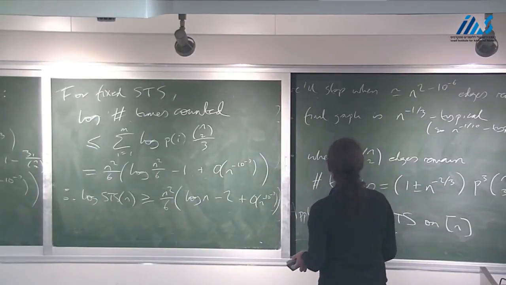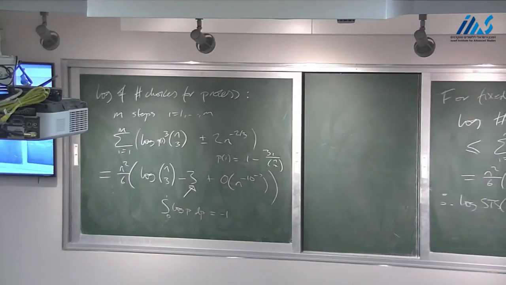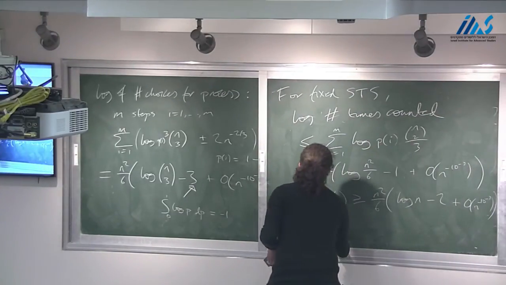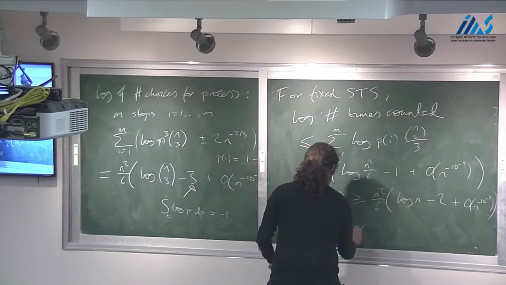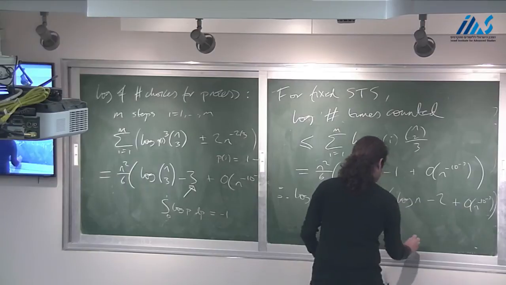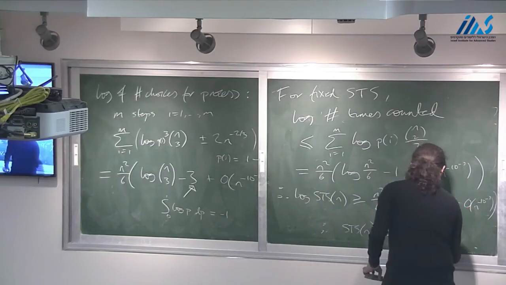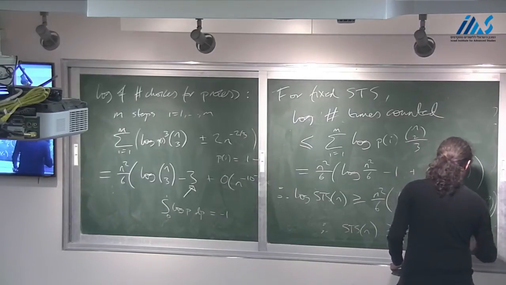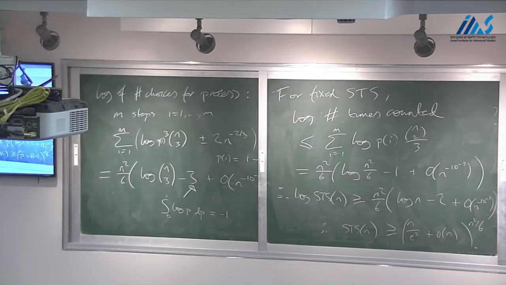I seem to have lost the theorem, so I'll write it again. So therefore, S_T S_N is at least n over e squared plus little o of n to the n squared over 7. Okay.